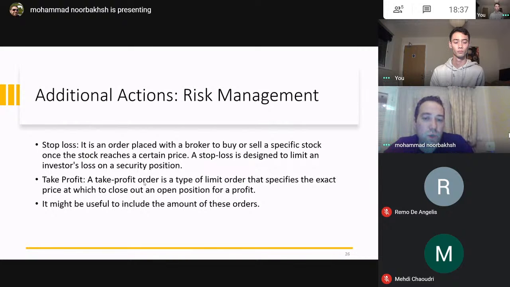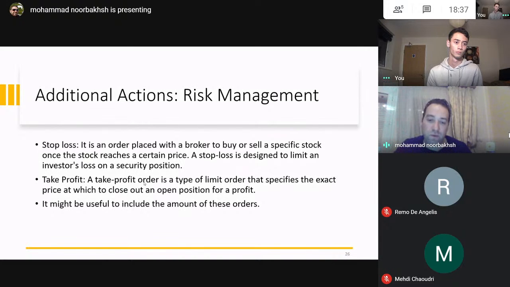to close your position when you're at a loss. So in the FX market, we can specify how much of your money you're willing to lose. Take profit is in the other direction. That's when the market moves in your favor, and you say I want to close my order at that specific price. So it might be useful to include the amount of these orders in the actions.